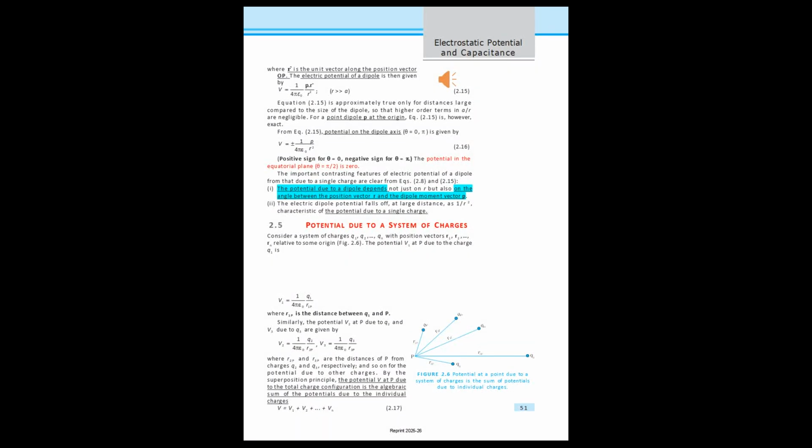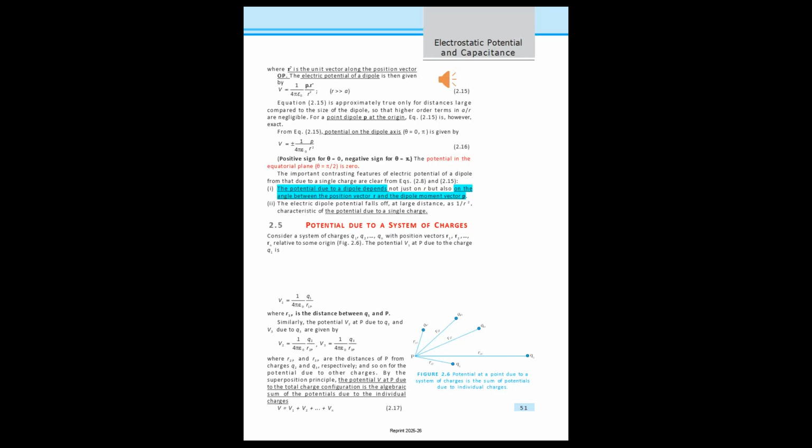Potential due to a system of charges. Consider a system of charges q1, q2, ..., qn with position vectors r1, r2, ..., rn relative to some origin, figure 2.6. The potential V1 at P due to the charge q1 is given by the following equation, where r1p is the distance between q1 and P. Similarly, the potential V2 at P due to q2 and V3 due to q3 are given by the following equation, where r2p and r3p are the distances of P from charges q2 and q3, respectively, and so on for the potential due to other charges.